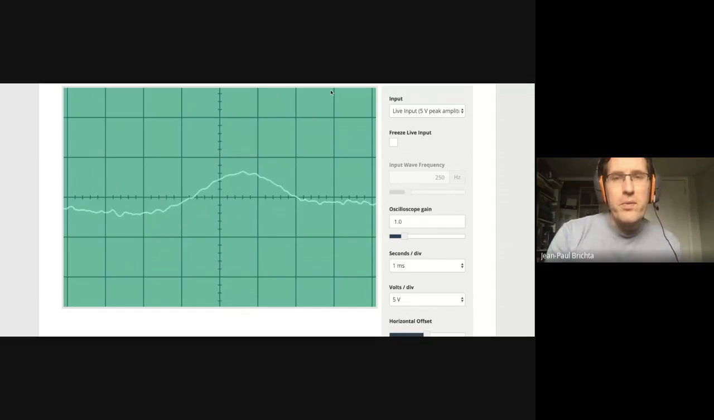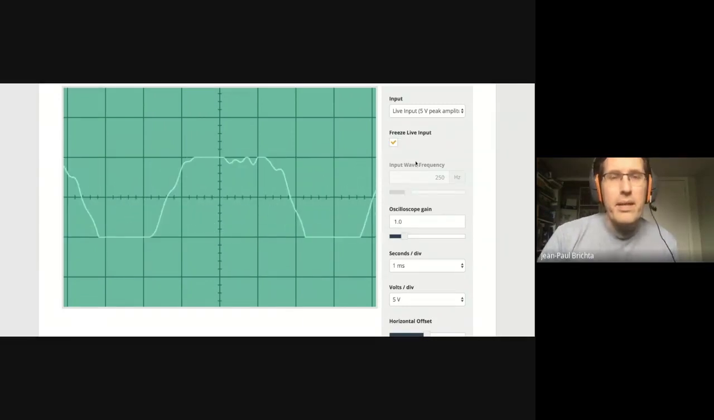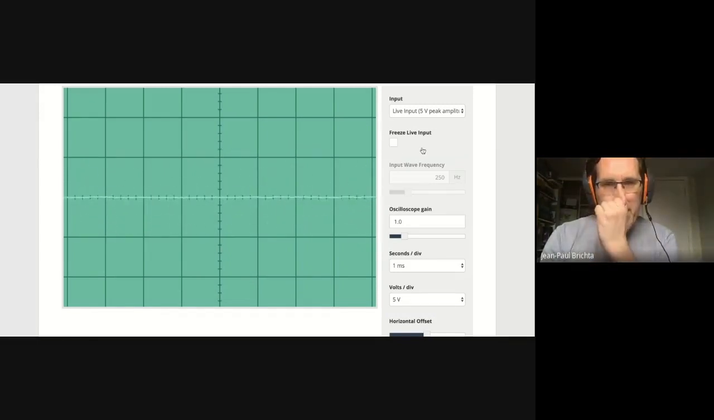I know that because over here in the input it says live input, meaning that it's taking the input directly from my microphone. And if I keep on talking and I freeze it like that, then we basically get a snapshot of what the waveform looks like for that instant in time. If I unfreeze it, it goes back to normal.